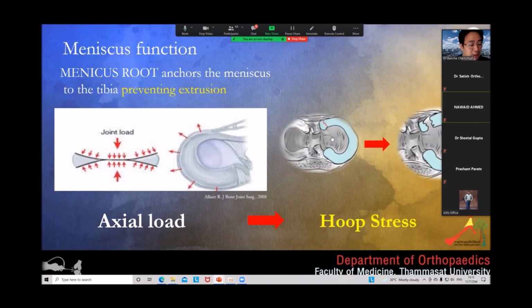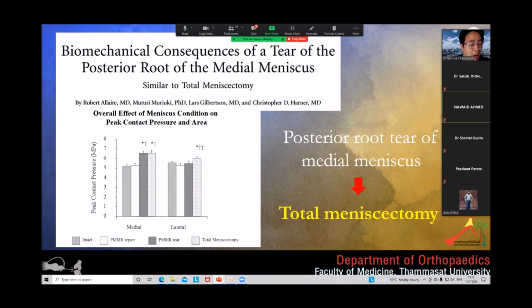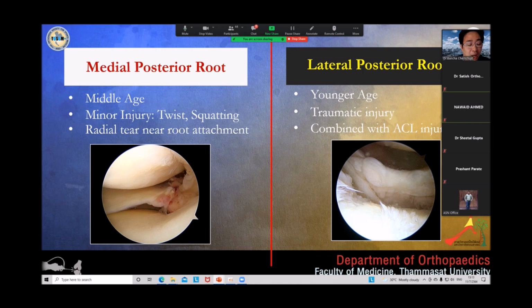So the meniscus root function is quite important. It converts the axial loading to the hoop stress. So in a biomechanical study by Robert, he found that the tear of the posterior root meniscus is comparable to total meniscectomy. So the lateral root and medial root is not the same.